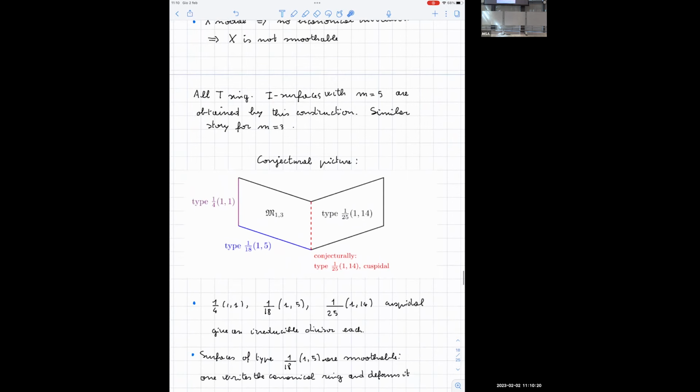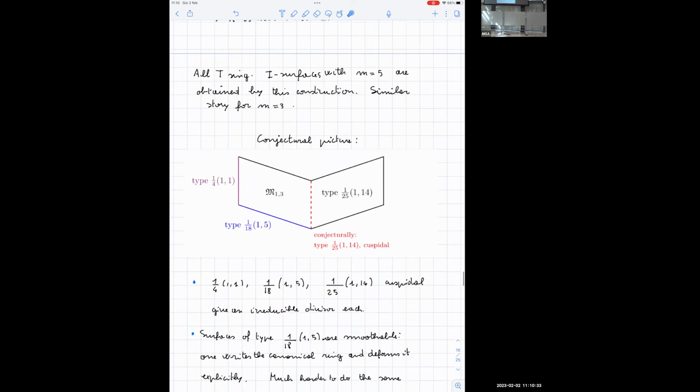So we have this conjectural picture of what the part of the boundary of M13 corresponding to T-singular surfaces looks like. We have the main component where the smooth surfaces live. We have another component of the same dimension where these 1/25, 1/14 surfaces are. And conjecturally, the cuspidal ones are in the intersection of the components, namely they can be smoothed.